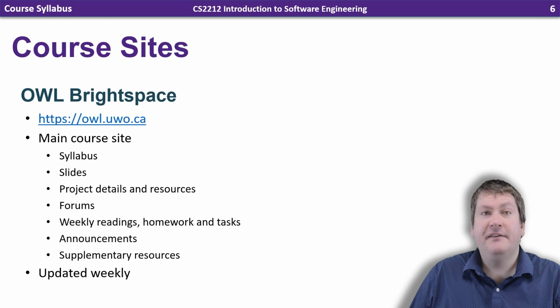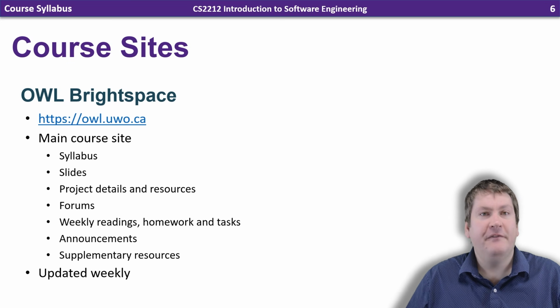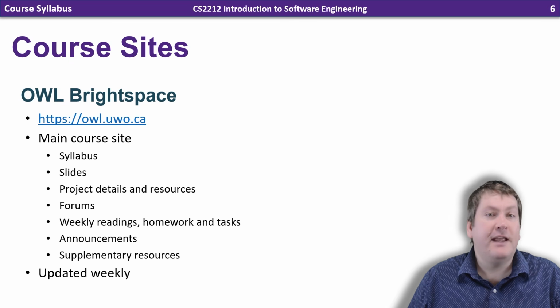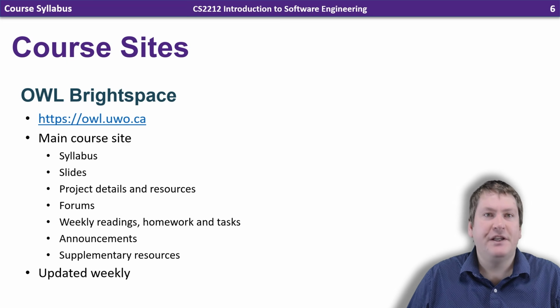Now, there's a few online sites and tools we're going to be using in this course that you should be aware of. The first one is Owl Brightspace. And this is going to be our main course site where you can find most of the content for the course. This includes the syllabus, slides for each week, the project details and resources, forums, weekly readings, homework and tasks, announcements, the lecture videos, supplementary resources, and all that stuff. It'll also be where you're submitting the group project components as we get to each one.